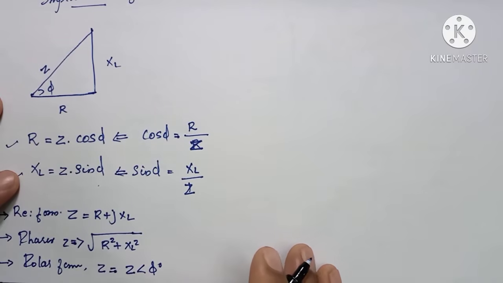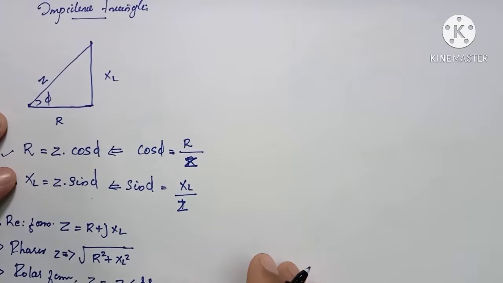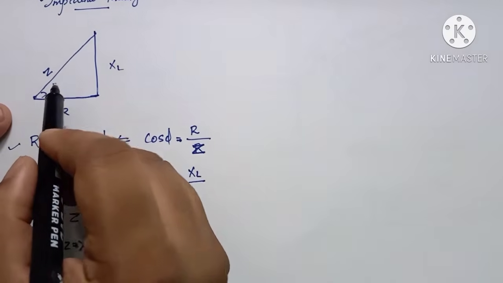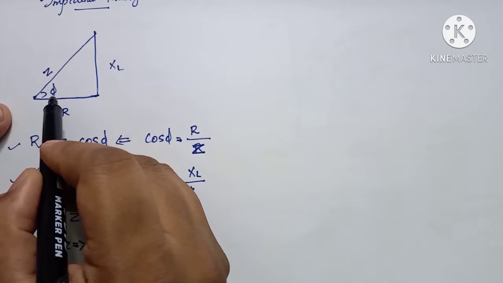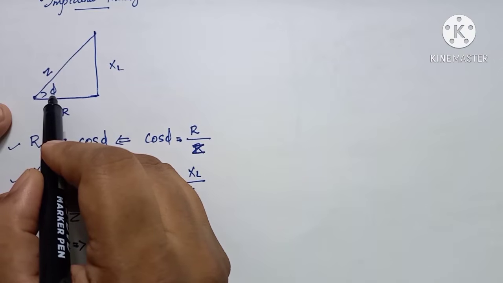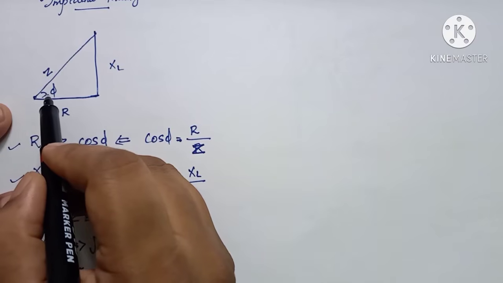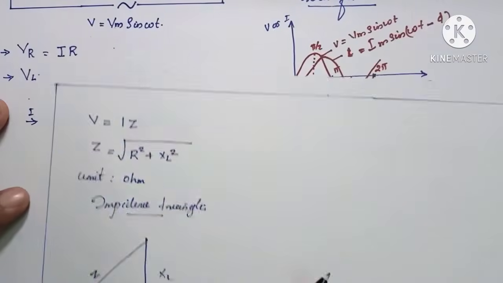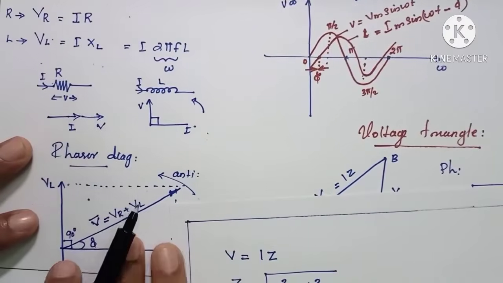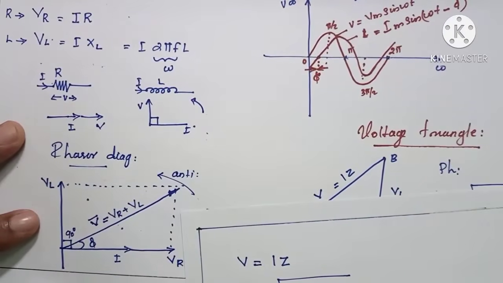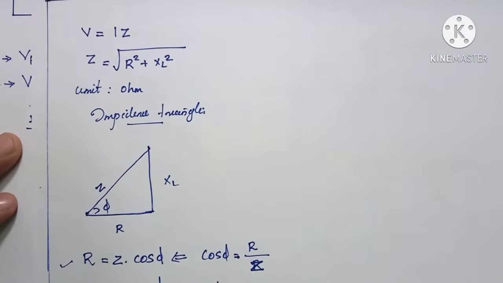These are the major things about the impedance triangle. In a pure RL series circuit, this phi will always be positive, less than 90 degrees, and this theta lies in the first quadrant in the phasor diagram. Already we have seen about it, very clear. Theta will always be positive.